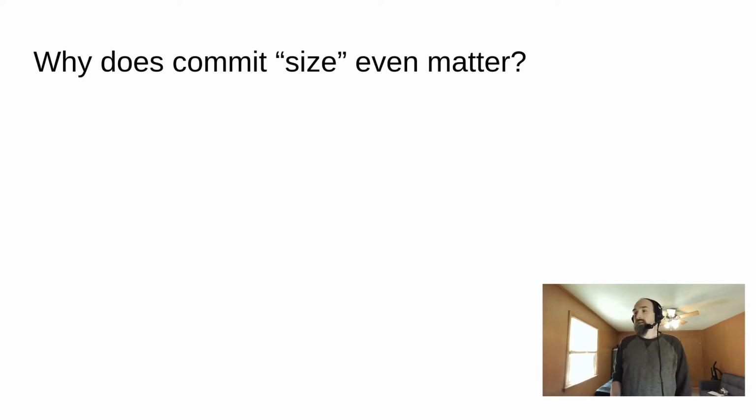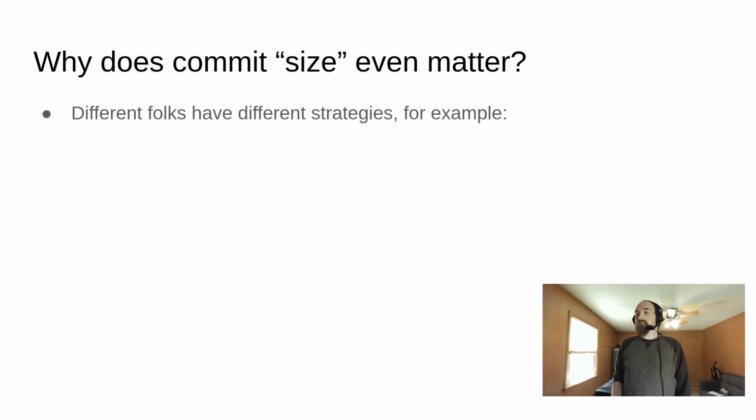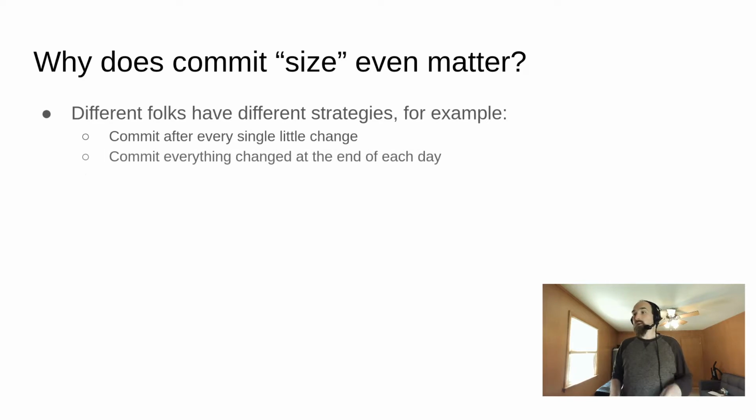All right, so for a short discussion about commit size, and does it really even matter? By commit size, first of all, what I mean is how often to commit and how much stuff to pack into each commit. I've seen some different strategies that different folks have. For example, some people will commit after every single little change. They change a line in a file, they commit it for everything. Other people will commit everything that they've changed at the end of the day working on that particular project. These are actually pretty common strategies. They're both bad strategies, though.